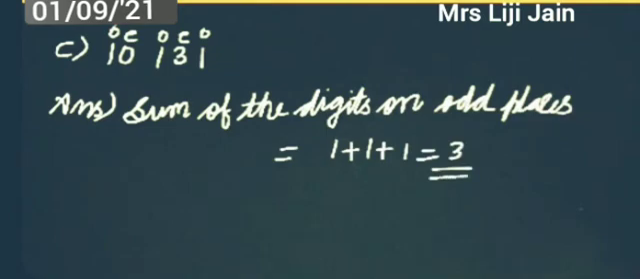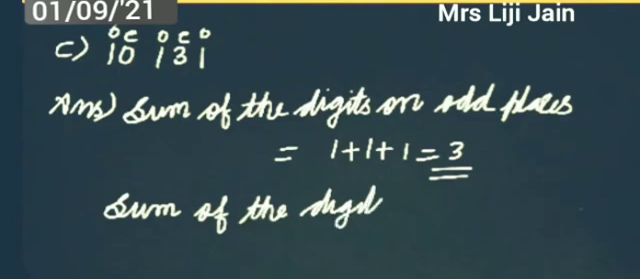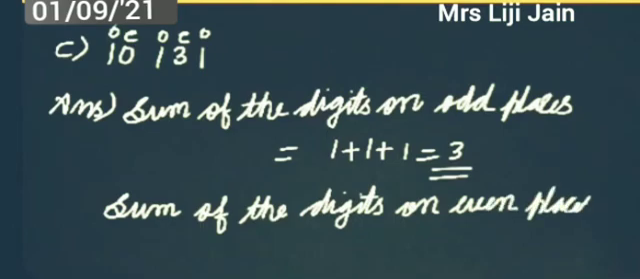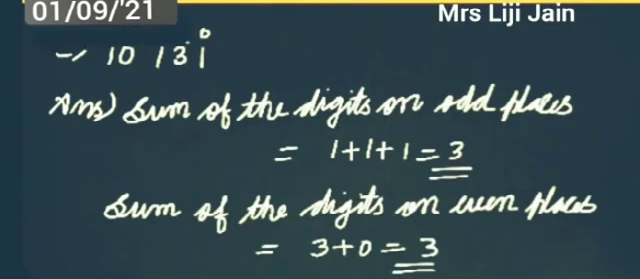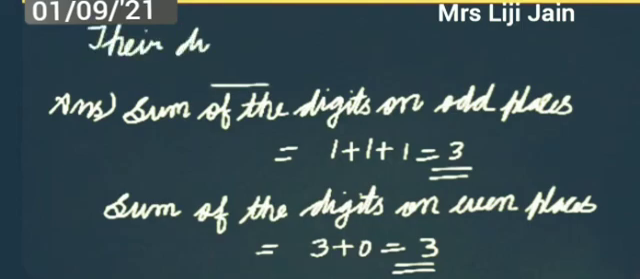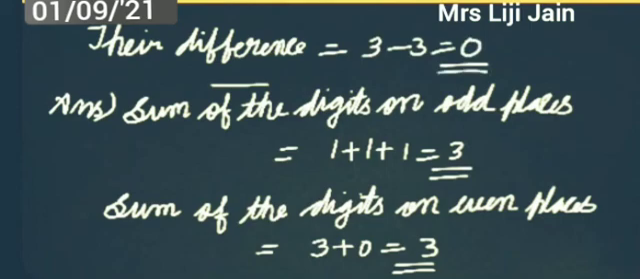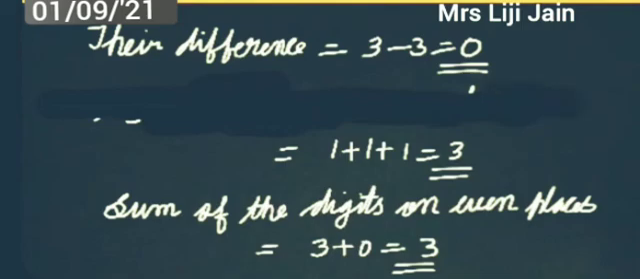And next we have to find out the sum of the digits on even places. Sum of the digits on even places is equal to, what is it? Which are the digits on even places? 3 and 0, isn't it? 3 plus 0 is equal to 3. Next step is what? Finding out their difference. Their difference is equal to 3 minus 3 is equal to 0. So what can we conclude? Since the difference is 0, the given number is divisible by 11, isn't it?